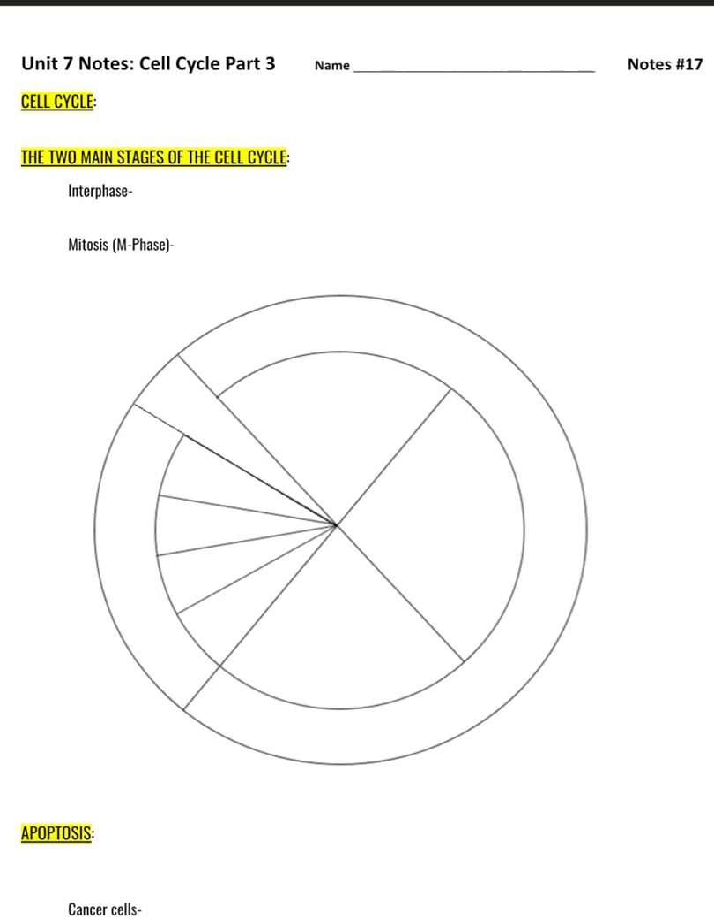These are the Unit 7 notes, Cell Cycle Part 3. In this particular video, we're going to be reviewing the cell cycle and going through the different series of steps that a cell would go through in order to complete the cell cycle. So let's start off at the top where it says cell cycle.